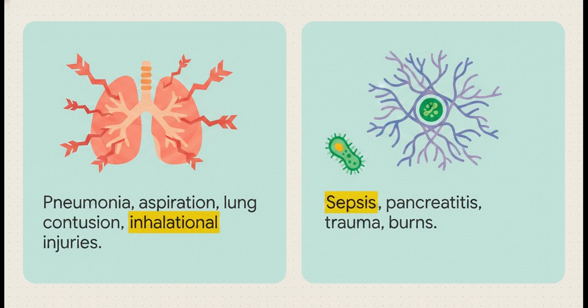But then you have indirect systemic causes. Think back to our post-op gastrectomy vignette for a second. That patient had a festering wound that progressed to sepsis, right? And boom, sepsis is the single most frequent trigger for ARDS overall. Other indirect culprits include things like pancreatitis, massive trauma, or severe burns.